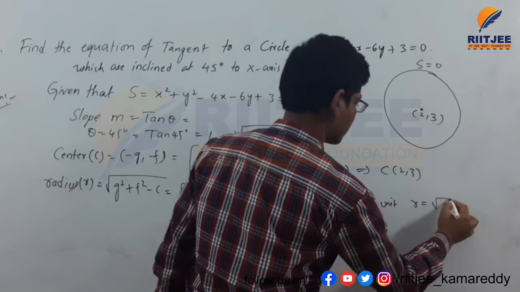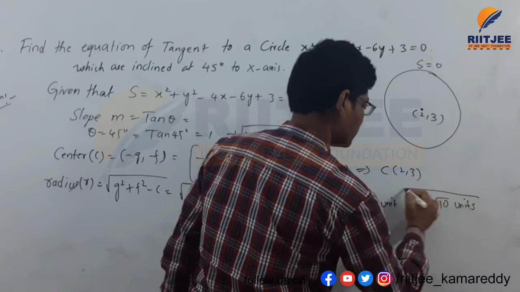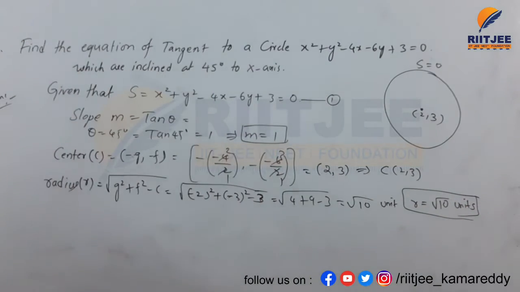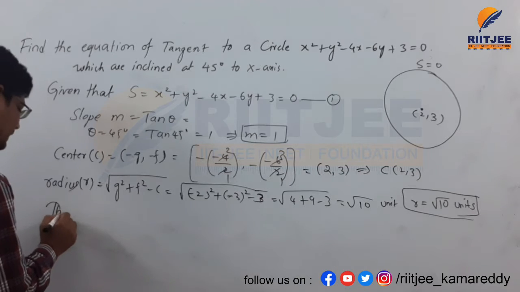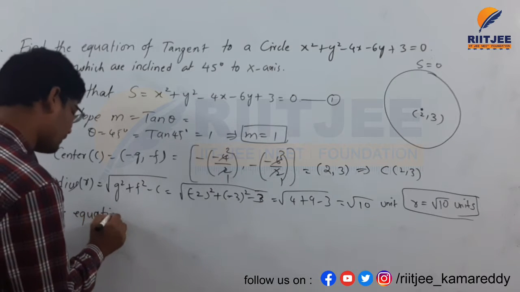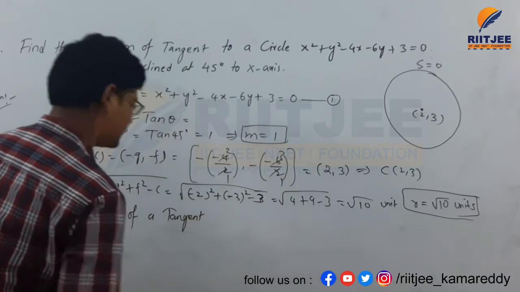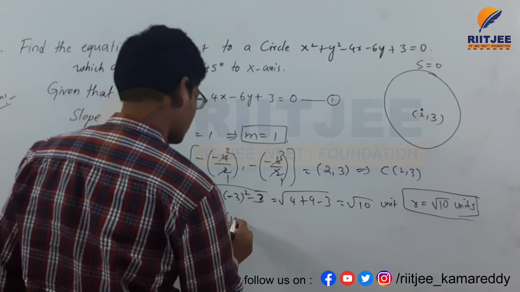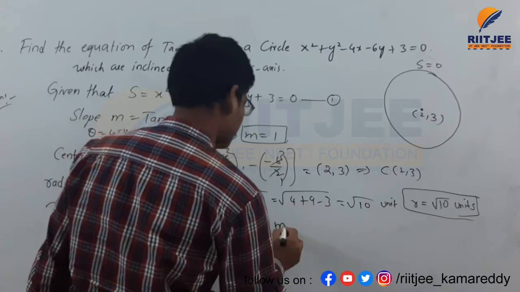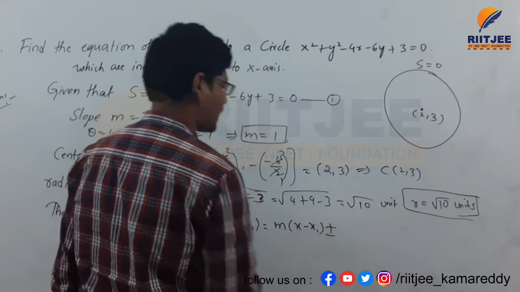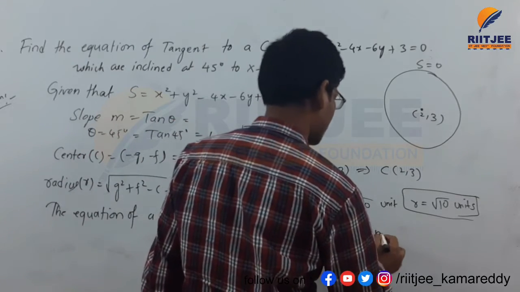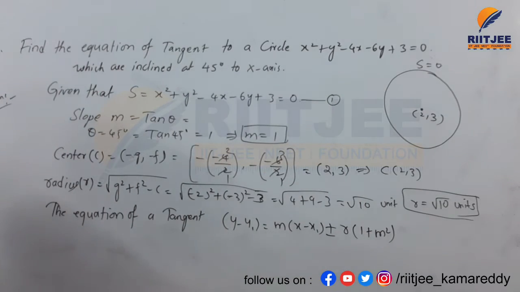R is equal to square root of 10 units. Here, for the circle, we need to find the equation of a tangent. The equation of tangent is y minus y1 equals m into x minus x1 plus or minus r into square root of 1 plus m square. This is the equation of tangent formula.